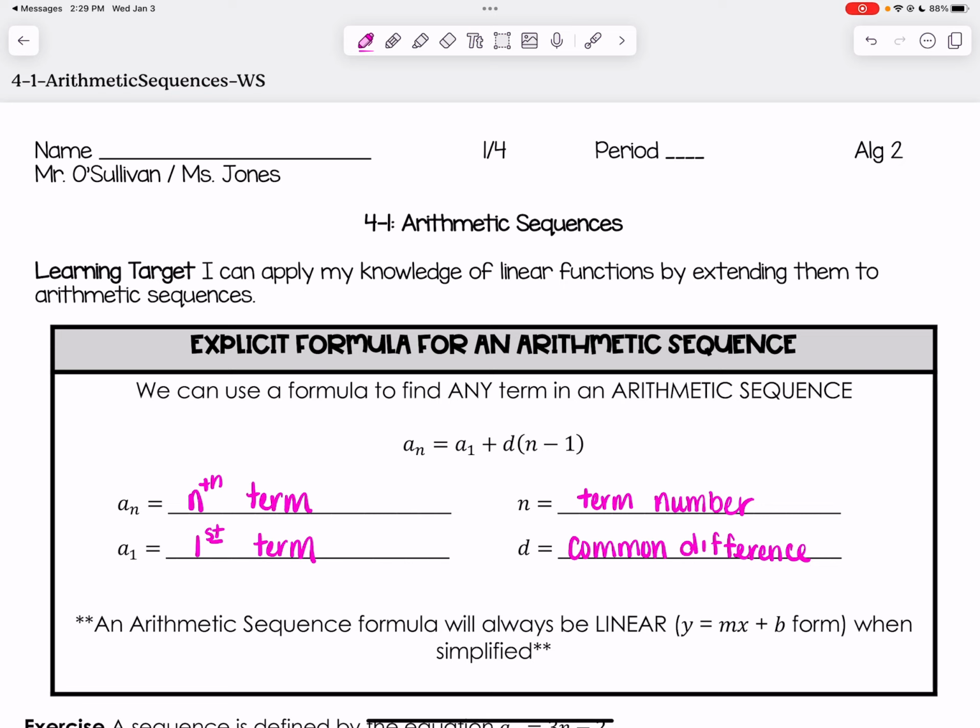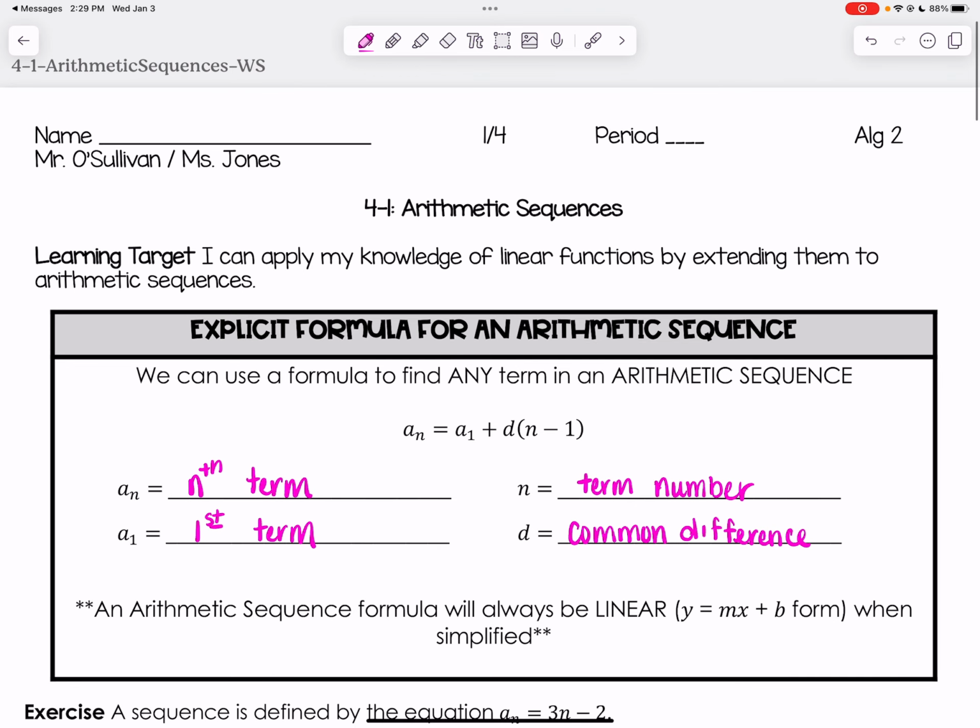Today we're going to be starting a new unit where we look at sequences. We started this in Algebra 1 2 years ago, but now we're going to do some more fun things with them. So today is basically sort of like a recap lesson of what we did in Algebra 1 with arithmetic sequences. So make sure that you're filling in your note sheet as you watch. That way you will understand how to do your independent practice. So today's learning target is I can apply my knowledge of linear functions by extending them to arithmetic sequences.